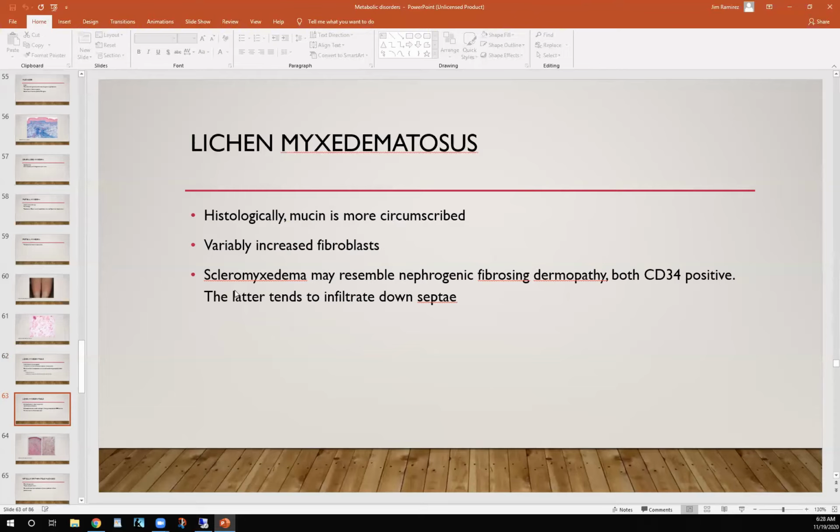And importantly to know, scleromyxedema can actually resemble nephrogenic fibrosing dermopathy, although this latter condition tends to infiltrate down septae. And both of these are CD34 positive. So it can be tough to tell these two apart. And of course, if you get the history of renal disease, that helps a lot.